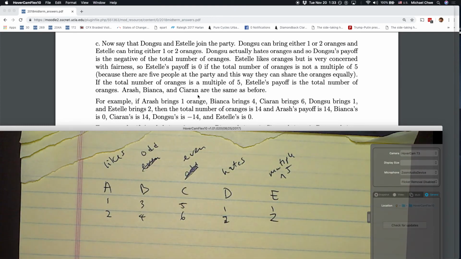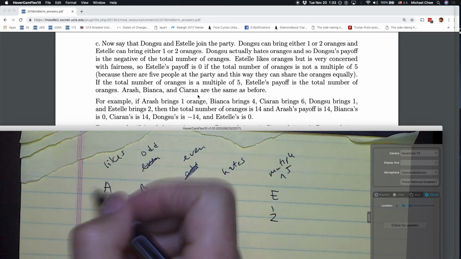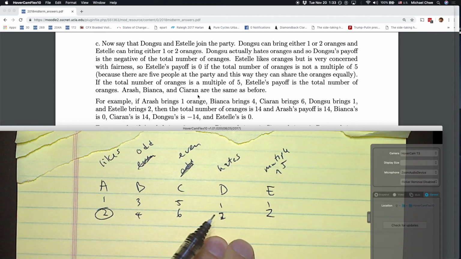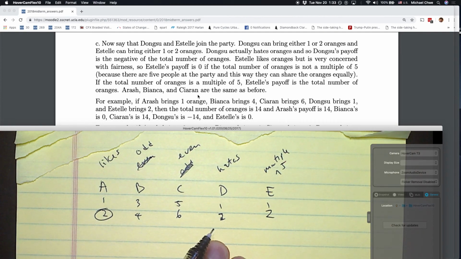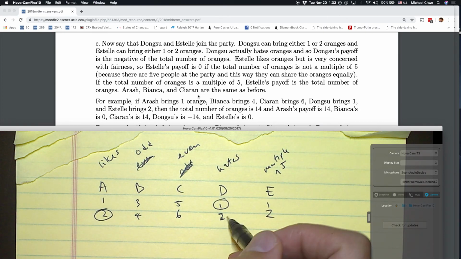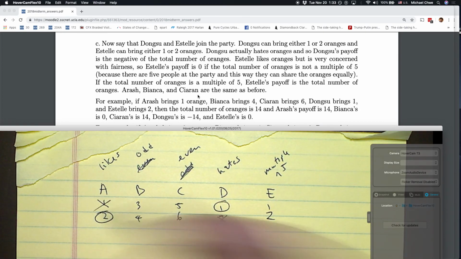Okay, all right, so let's solve this game. Is there anything which is dominated? If you're Arash, your payoff is the total number of oranges. So are you ever going to bring 1? No, you're just going to bring 2 for sure, right? Because you just get more oranges. So Arash for sure plays 2. 1 is dominated for Arash. How about for Dongsu? Dongsu is always going to bring 1. He's only bringing 1 because his parents told him it's rude to not bring anything to a party. Okay, what else?